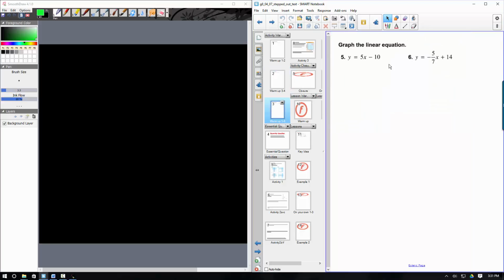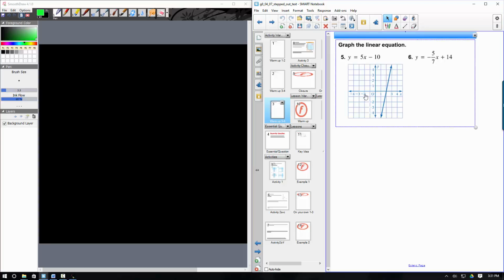This one, of course, is kind of the same thing. So I'm going to start at 0, -10. I'll go up 5 over 1. You can't even see it here, but let's go to a point where it intersects. It intersects right here. So I go up 1, 2, 3, 4, 5 over 1, and that's where it'll intersect again.